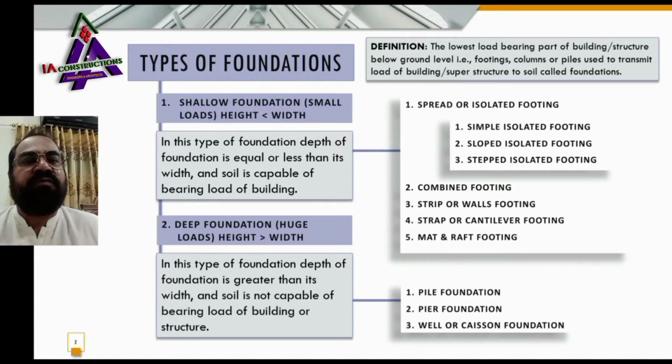Second type of shallow foundation is combined footing. Number 3, strip or wall footing. Number 4, strap or cantilever footing. Number 5, mat or raft footing.